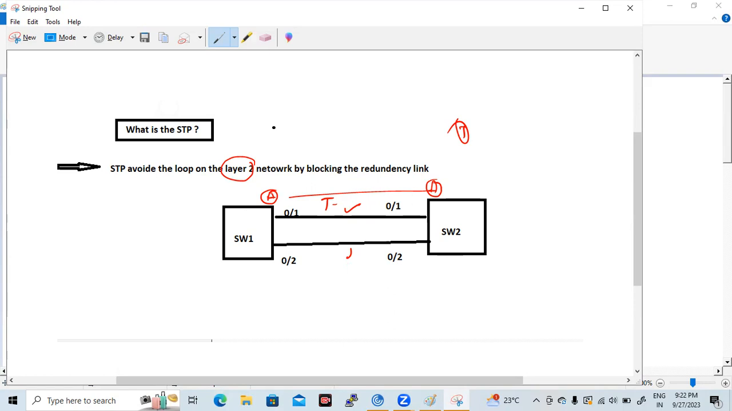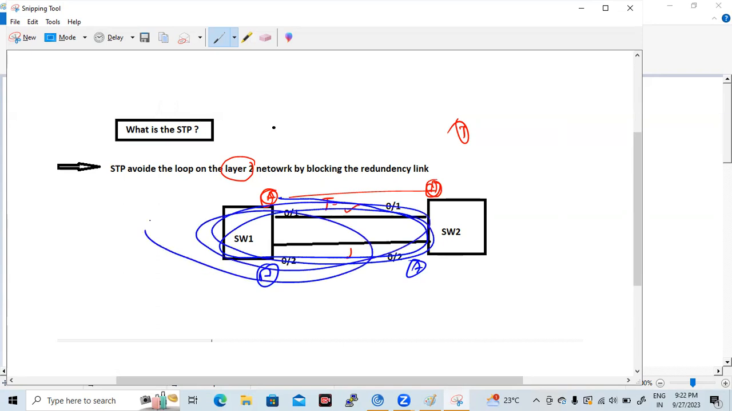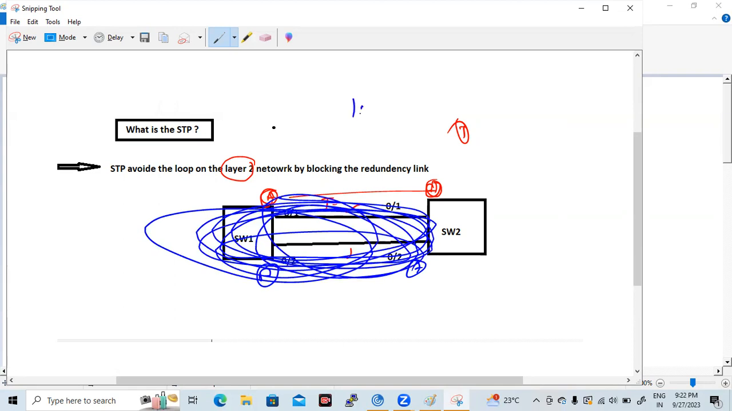So what will happen? A is going to come here. After that, the same A from here is going to repeat again here. So what will happen here? It is going to go around with the data like this. I mean, it is going to create the loop.